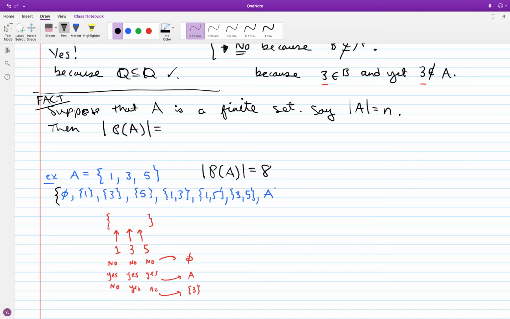So let me just clean all this up. This is the power set that I've listed here, right? It has 8 elements. And in general, if you have n elements in A, then you're looking at the number of sequences of yeses and nos you could make. That's going to be 2 to the power n. So this is a general fact for finite sets. If you know the cardinality of the finite set, then you know the cardinality of the power set.